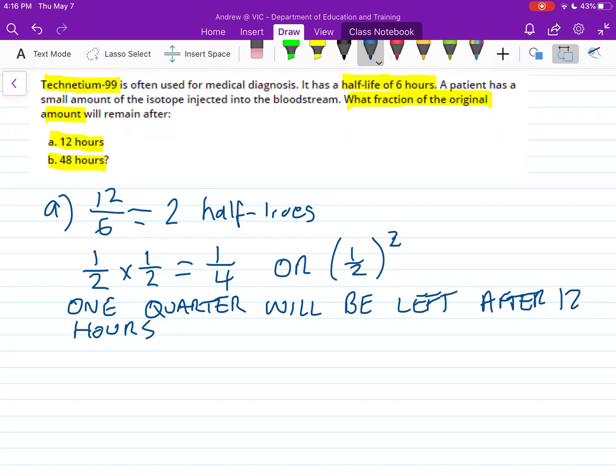Now that we've done this, hopefully you can work out part B, but I'll still go through it. We have 48 hours, so we just do the same thing. We've got 48 hours in total, and it takes 6 hours for 1 half-life. So we do 48 divided by 6, which is equal to 8 half-lives.